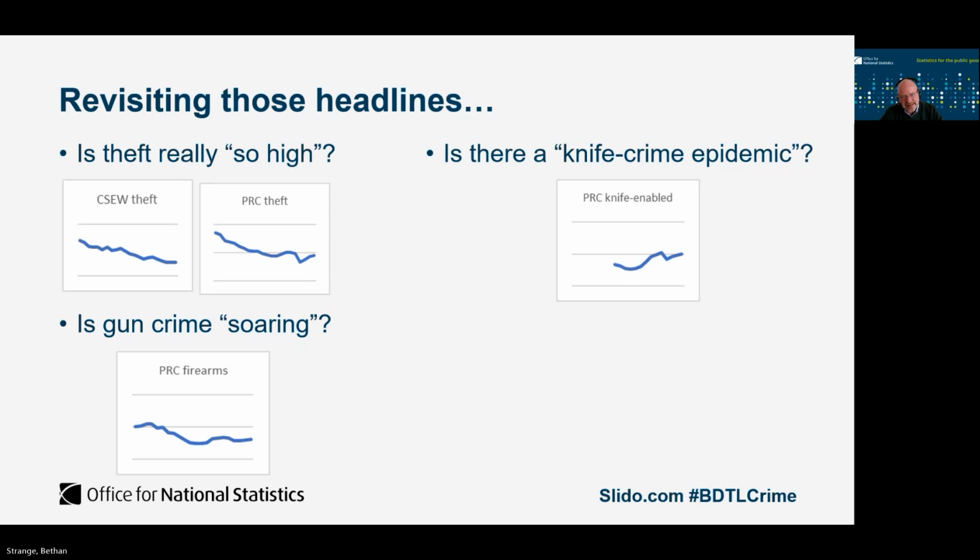Is there a knife crime epidemic? There is some evidence that there's certainly been a reasonable uptick in knife-enabled crime. It's still relatively rare. It's about 50,000 offences in the last year, but certainly an uptick. And we're almost back to pre-pandemic levels of knife-enabled crime. Gun crime, more down. And then next slide.